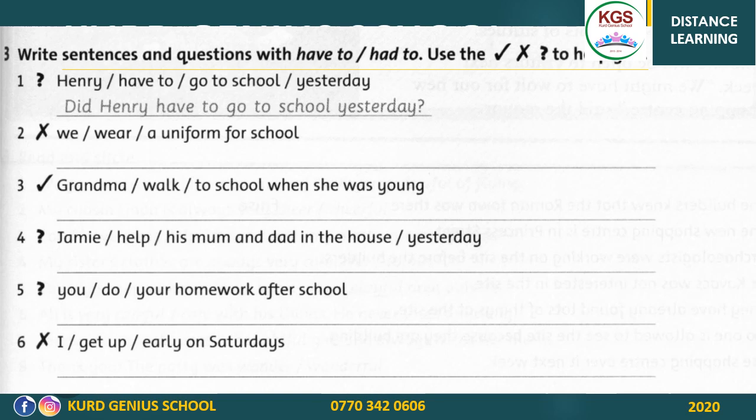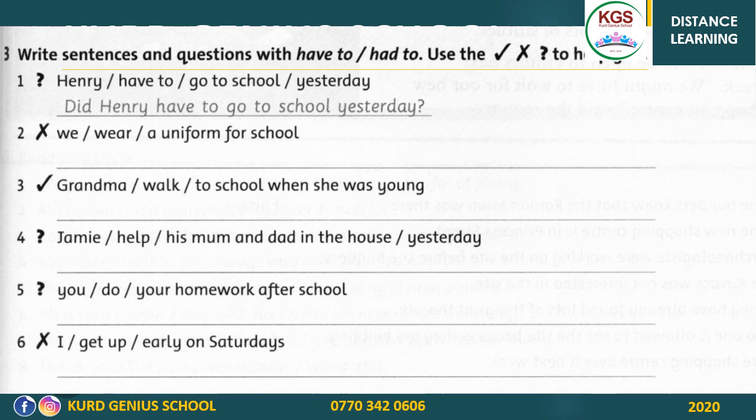It says in the instruction, write sentences and questions with have to or had to. And it also continues to say use these marks to help you. How? The first mark helps you to create a positive sentence or an affirmative sentence. The second mark, which is a cross, tells you that your sentence must be negative. The third mark, which is a question mark, tells you that your sentence must be a question. Now let's try to solve the exercises.